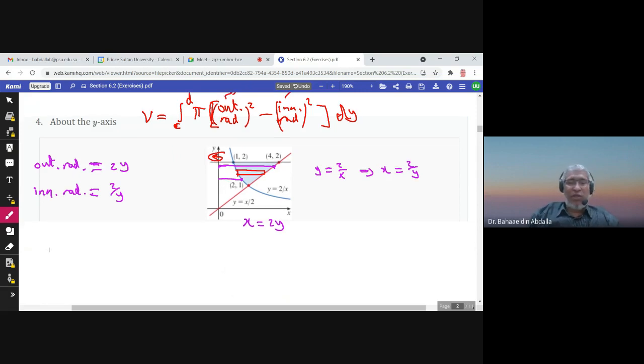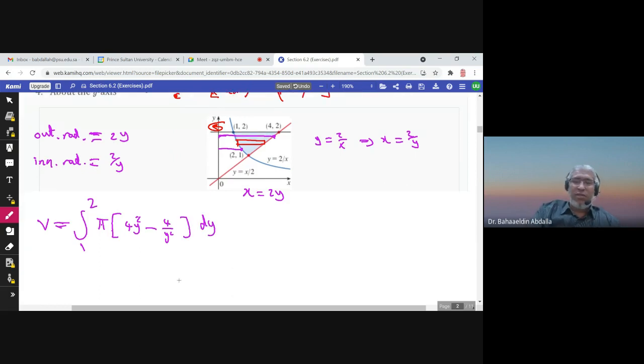And now you can write the volume. Well, from where to where? From here, y is equal to 1, to here, y is equal to 2. So the region is bounded from 1 to 2 on the y-axis. Pi times, what is the outer radius? 2y squared. So I will write it immediately, 4y squared minus the inner radius, so it is 4 over y squared dy. And that's it.